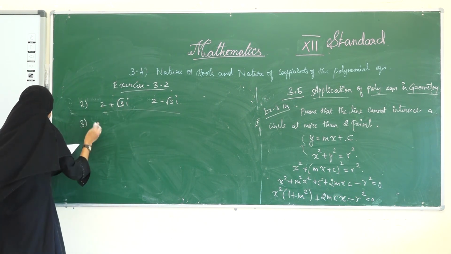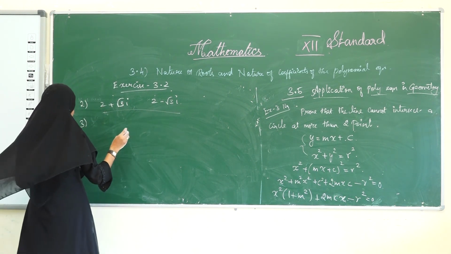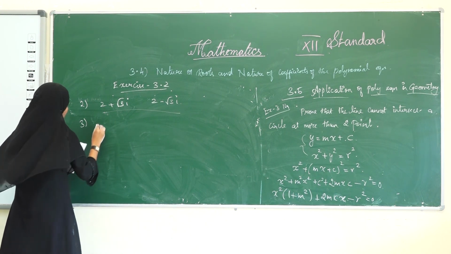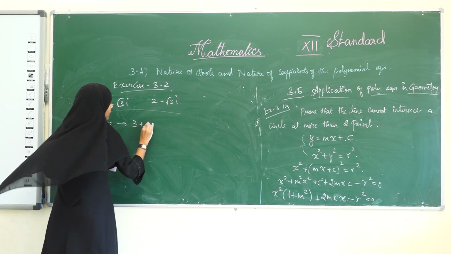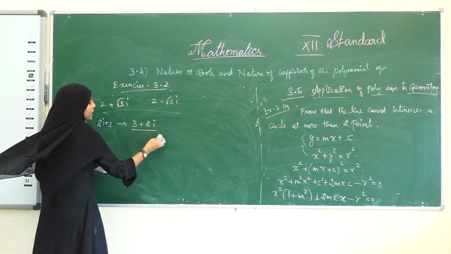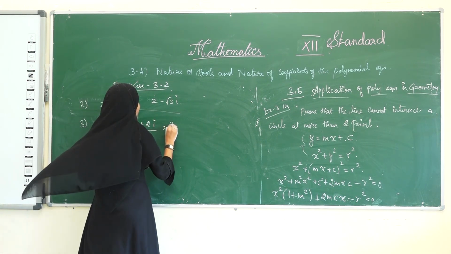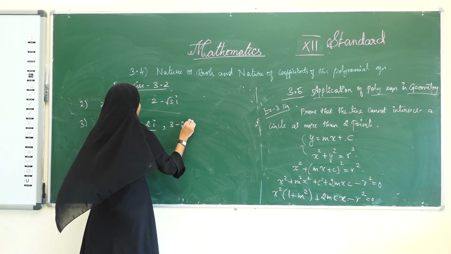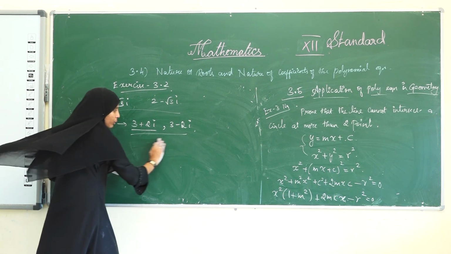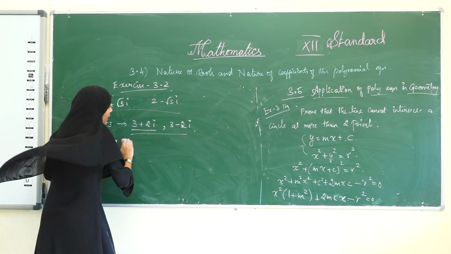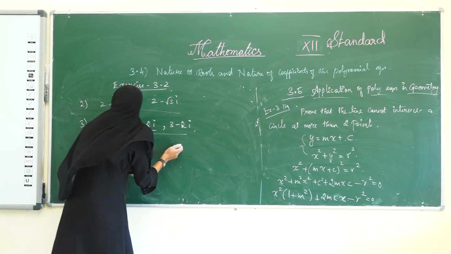In the same way, the third question: find a polynomial equation of minimum degree with rational coefficients having root 2i plus 3. How can we write this? 3 plus 2i. See, what will its complex conjugate be? 3 minus 2i. These are the roots. Therefore, we can find the quadratic equation by finding the sum of the roots and the product of the roots, and we can finally find the equation.